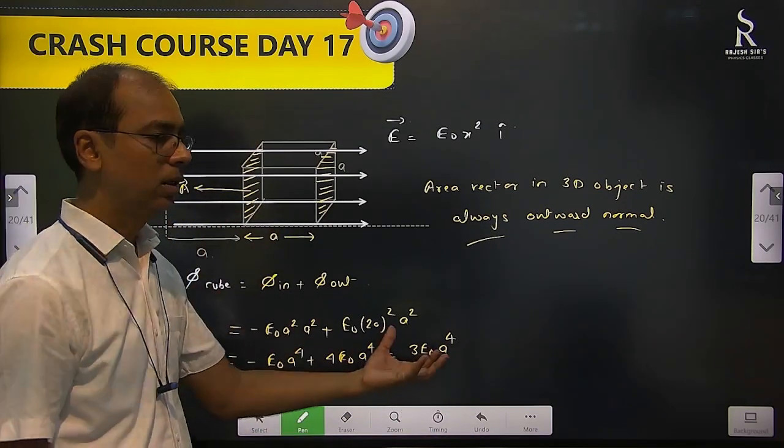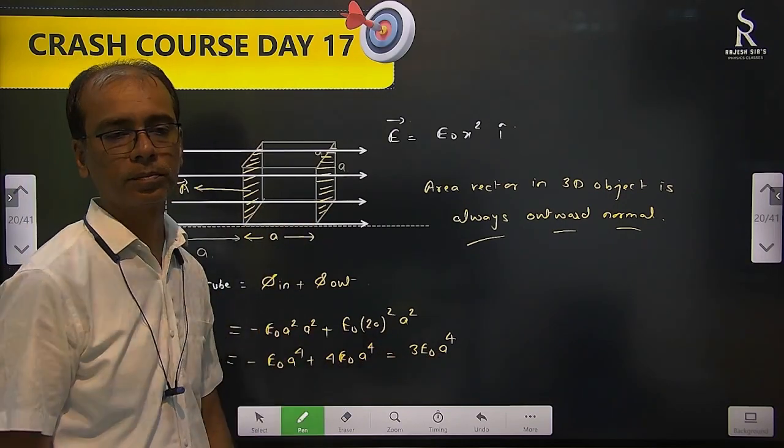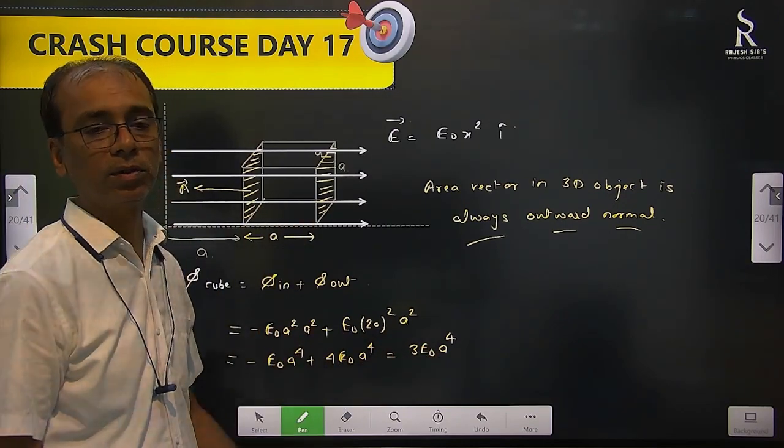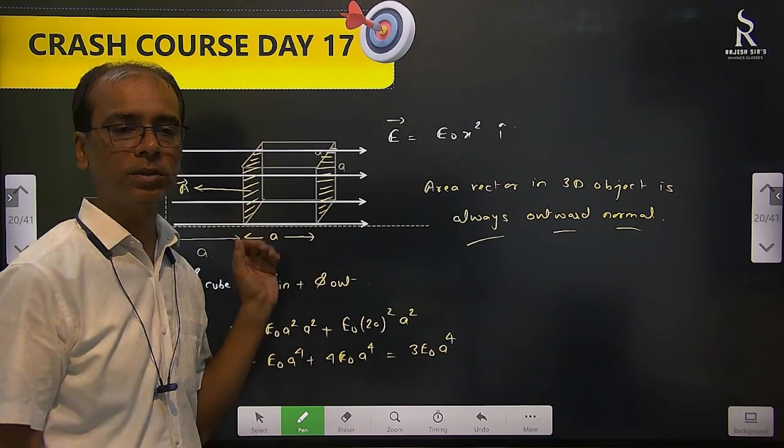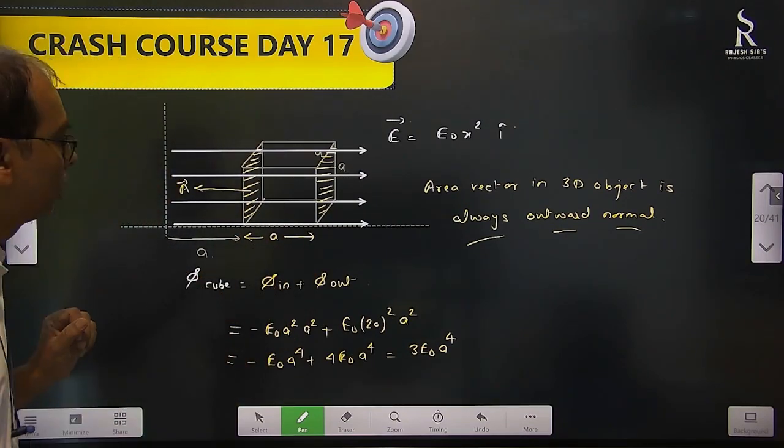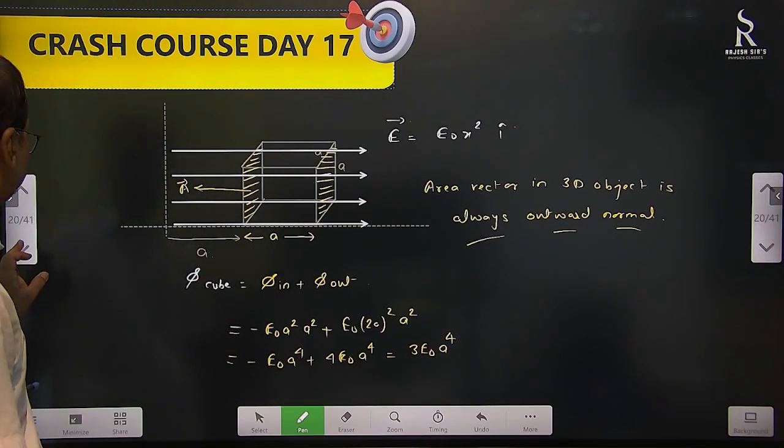So this way we can calculate the flux linked with 3-dimensional objects. And 2-dimensional objects we also saw already. Okay.